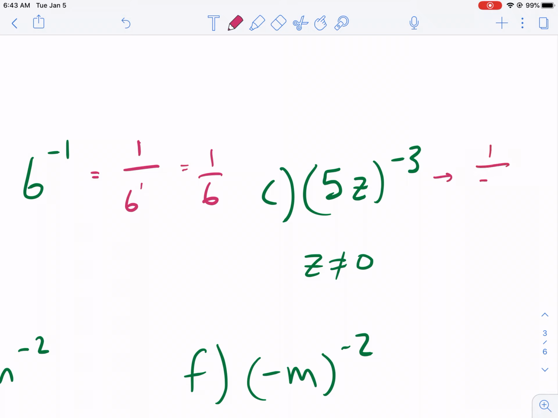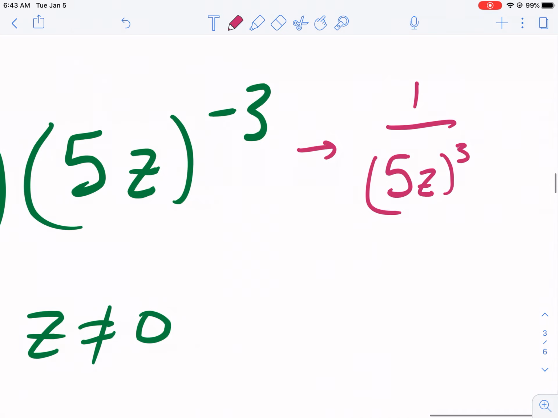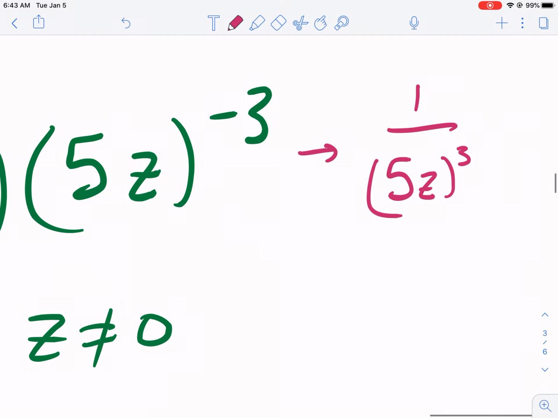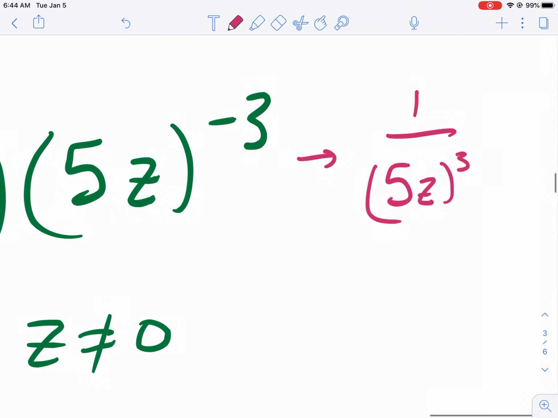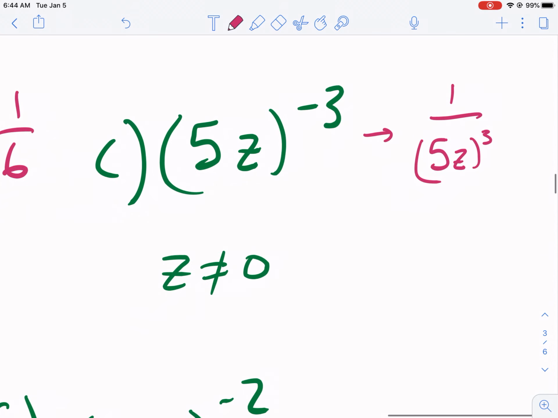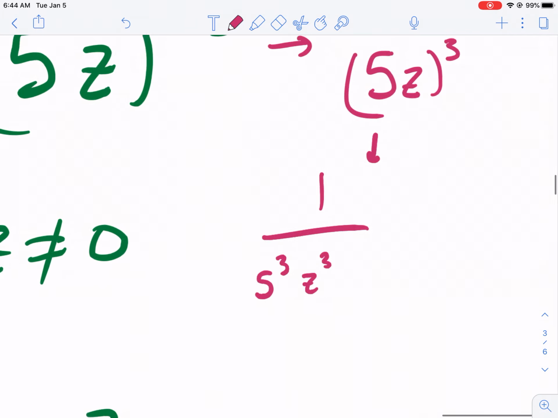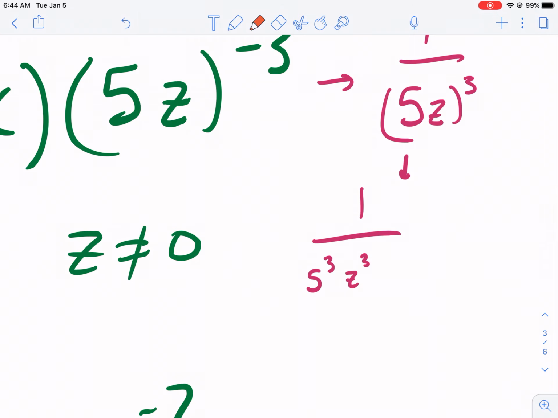1 over 5z cubed. So now, now that we changed it from a negative exponent to a positive exponent, we can distribute, and we can say that's the same thing as 1 over 5 cubed z cubed, okay? Because we have to cube both things inside the parentheses if there's an exponent waiting outside, okay? Now we can evaluate each one of those individually if we wanted to, so that'd be 125 z cubed.